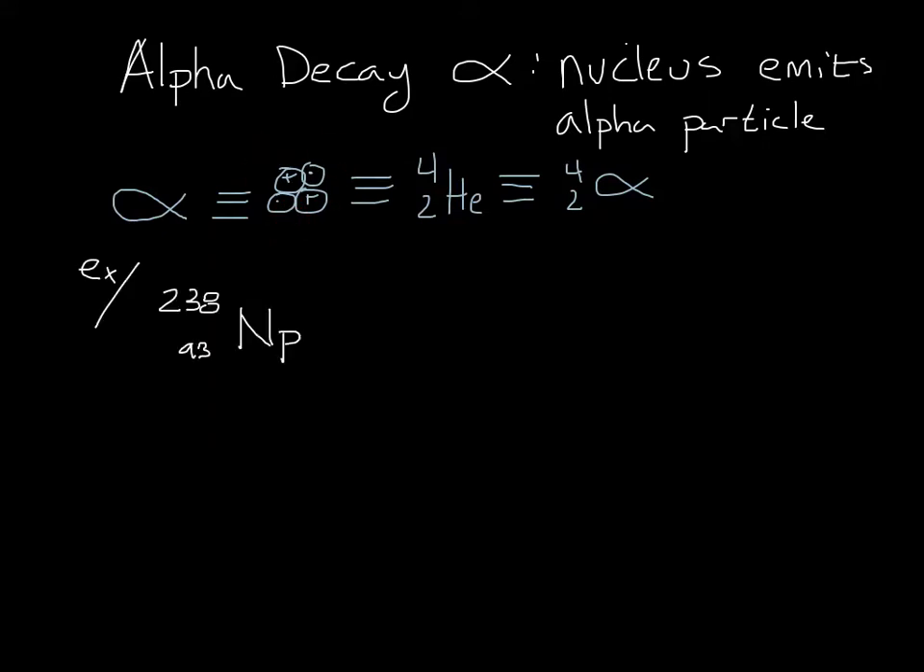So as an example, let's talk about neptunium. Neptunium has an atomic number of 93, so it has 93 protons and 238 nucleons. Neptunium is really full inside the nucleus. It's going to want to get rid of something, so it's going to generate an alpha particle inside of its nucleus and fire that alpha particle away. It will get rid of 2 protons and 2 neutrons from its nucleus.